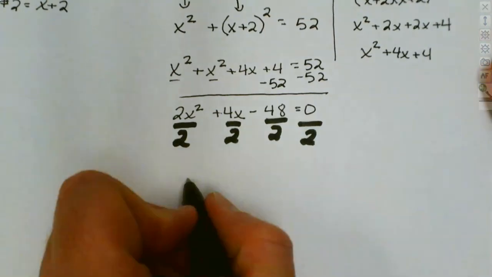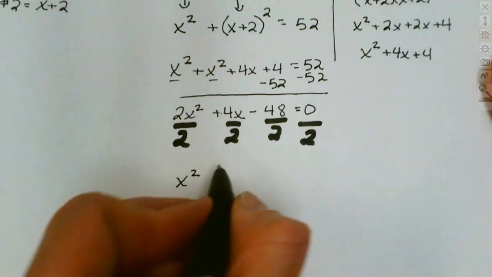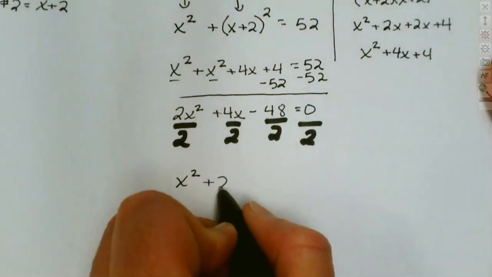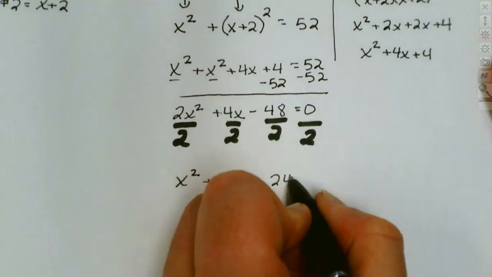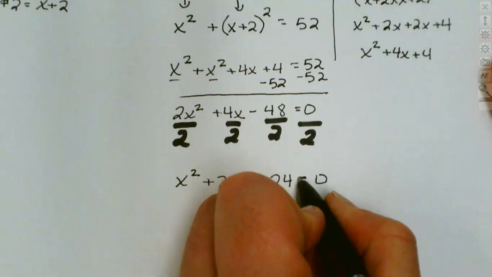So that gives me then x squared. 4 divided by 2 is a 2x. A 48 divided by 2 is a 24. And that then equals 0.